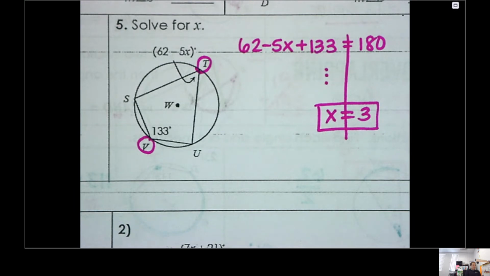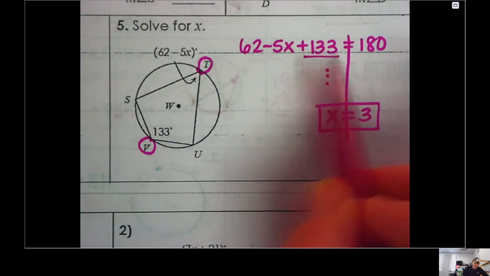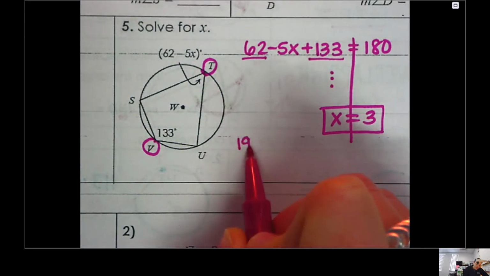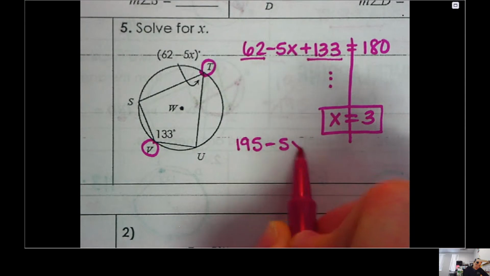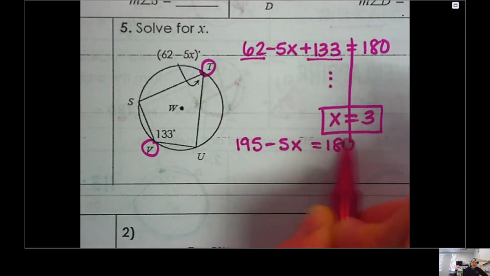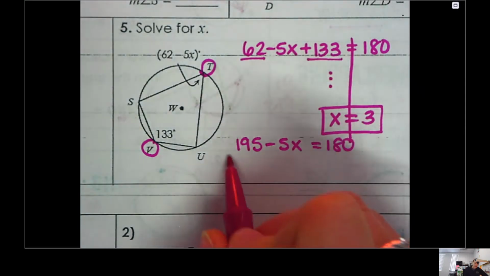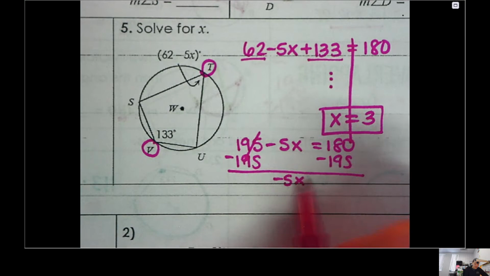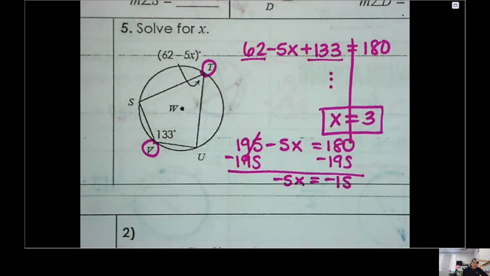Should I have done this problem? So 133 and 62 gives you 195 minus the 5x equals 180. And then to get x by itself, you subtract 195. I get negative 5x equals negative 15. And divide both sides by negative 5.